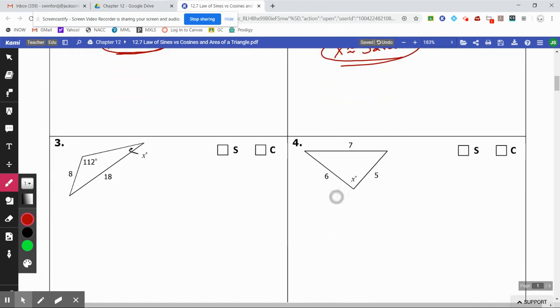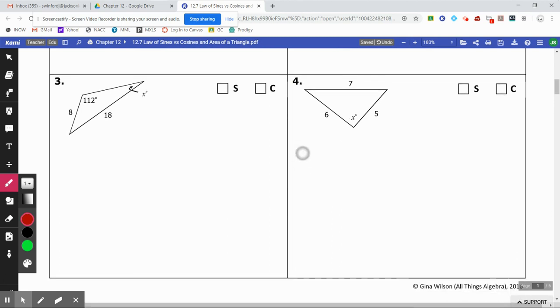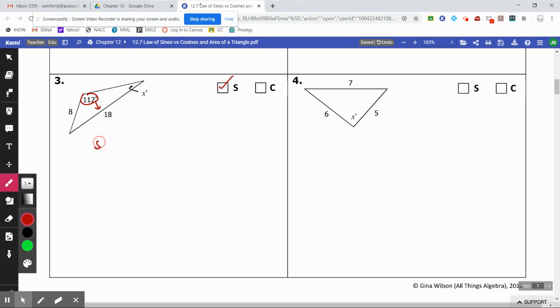Next problem, again, ask yourself, do you have an angle-side relationship? It is obvious here that you have the 112 and the 18, which are across from each other. So this is a law of sines problem. So the sine of 112 over 18 equals the sine of x. And notice here that you're looking for an angle, so you are going to have to do the inverse sine.